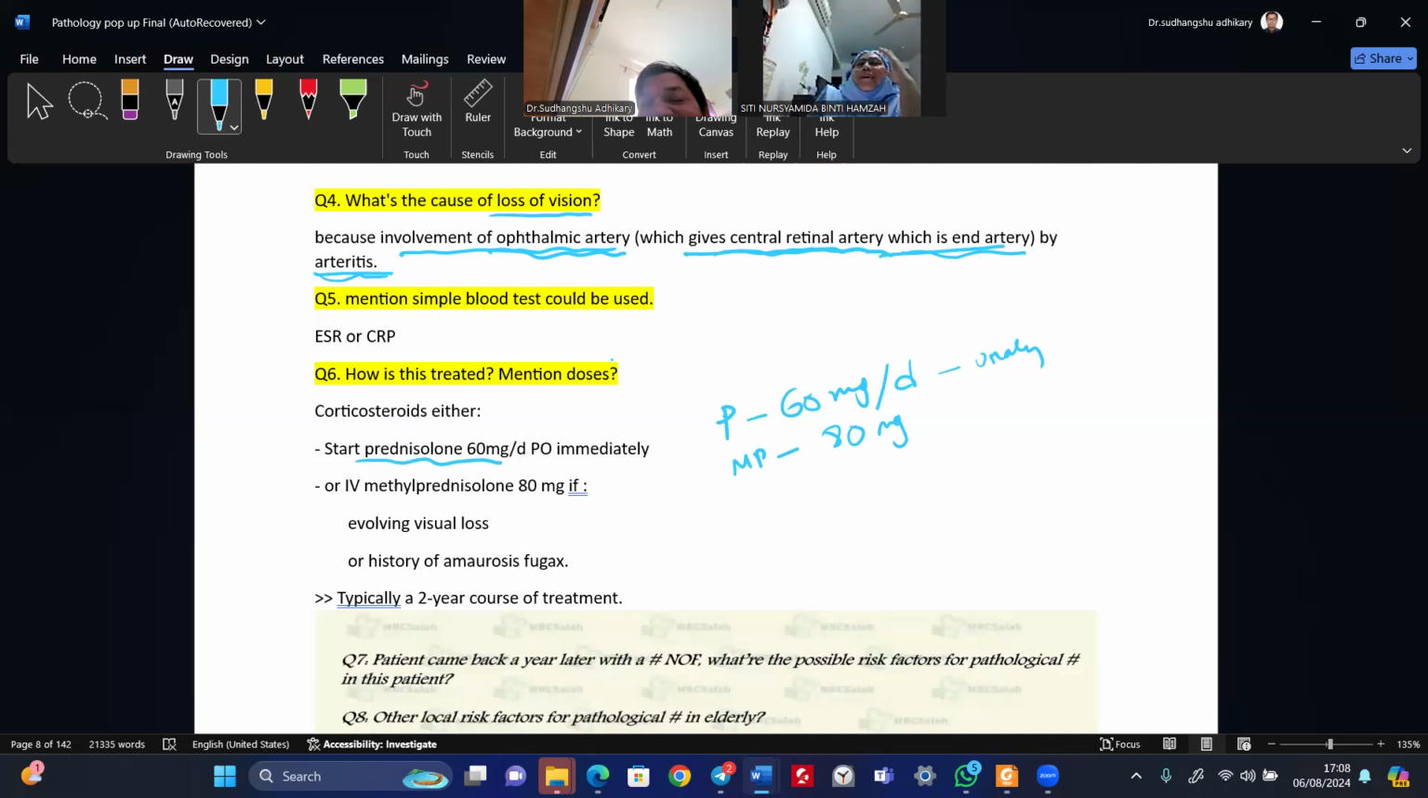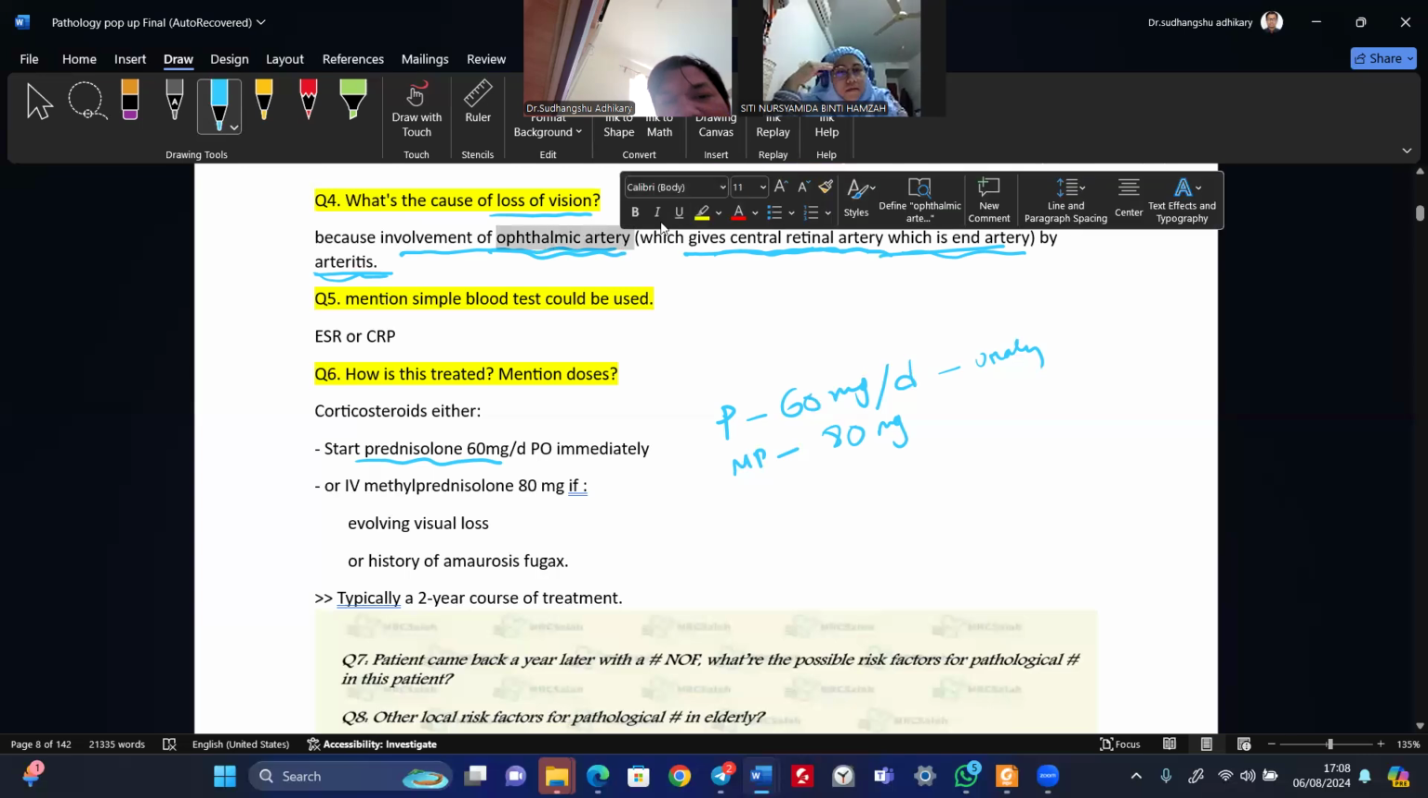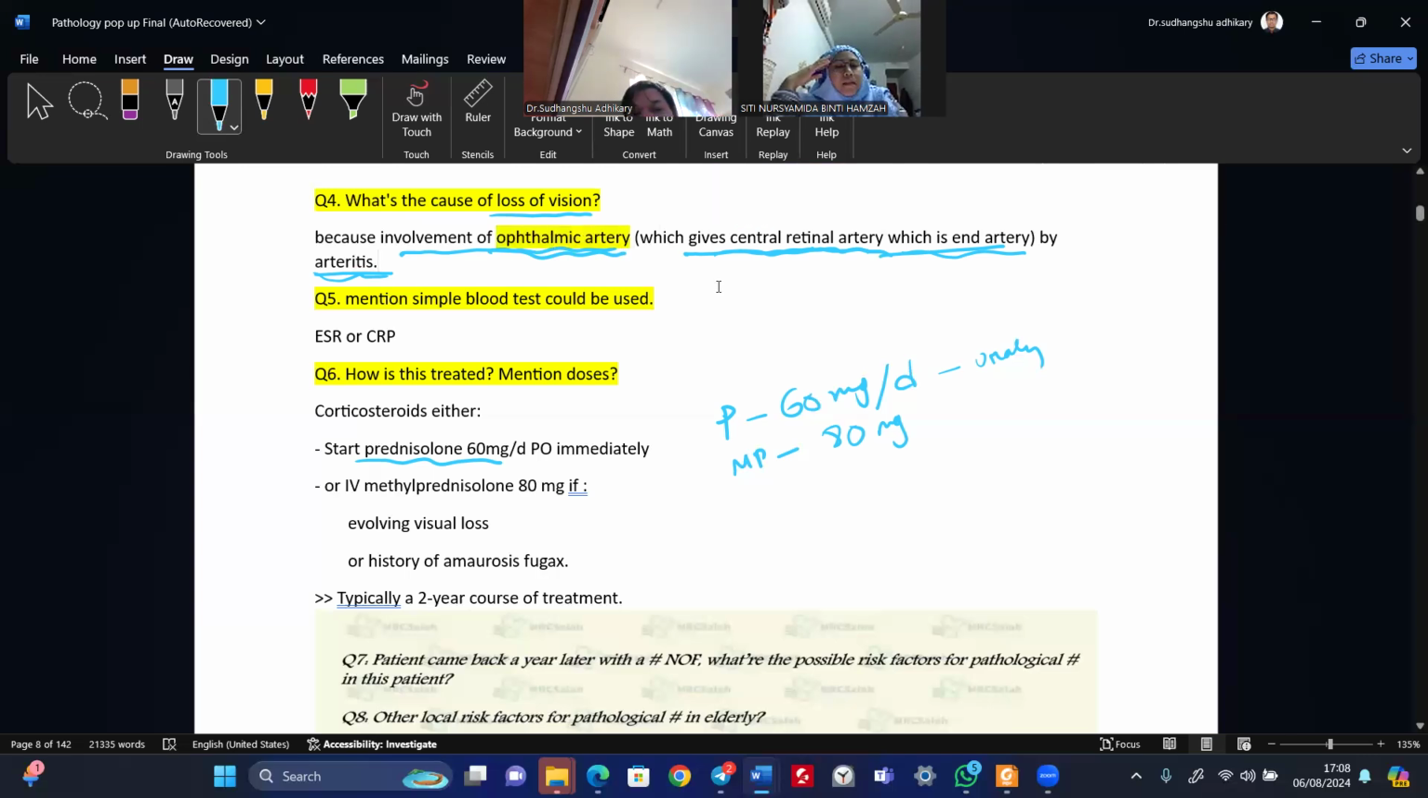This temporal arteritis involves the branches of the external carotid artery, and the ophthalmic artery is a branch of the, no, internal carotid. Yes, the first branch of the internal carotid artery is the ophthalmic artery. They said mainly they involve the external carotid, but the patient has loss of vision because it involves the ophthalmic artery. So the answer is because of involvement of the ophthalmic artery, which gives the central retinal artery, which is the end artery.